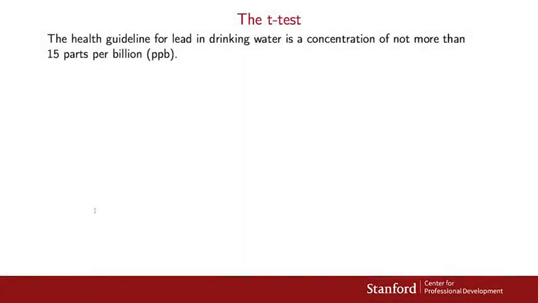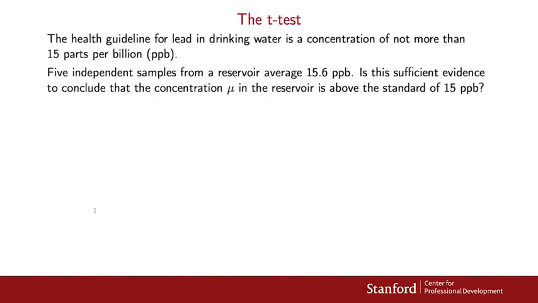When the sample size is small, then we need to apply a small modification to the z-test. Let's look at this example. The health guideline for lead in drinking water is a concentration of not more than 15 parts per billion. Now suppose we have 5 independent samples from a reservoir and they average to 15.6 parts per billion. So that's above the threshold of 15 parts per billion, but it could be due to measurement error. So the question is: is this sufficient evidence to conclude that the concentration mu in the reservoir is above the standard of 15 parts per billion?